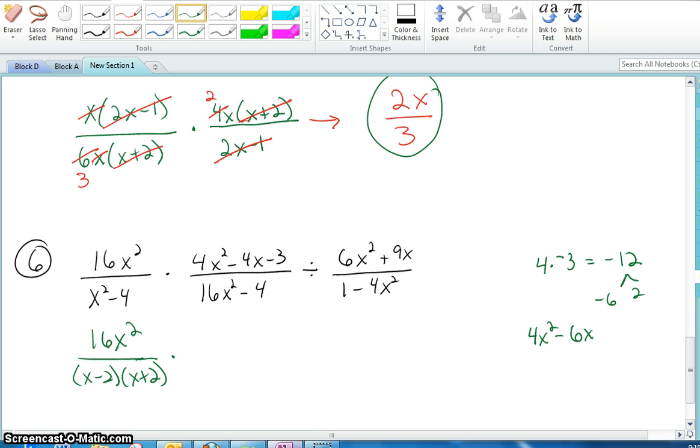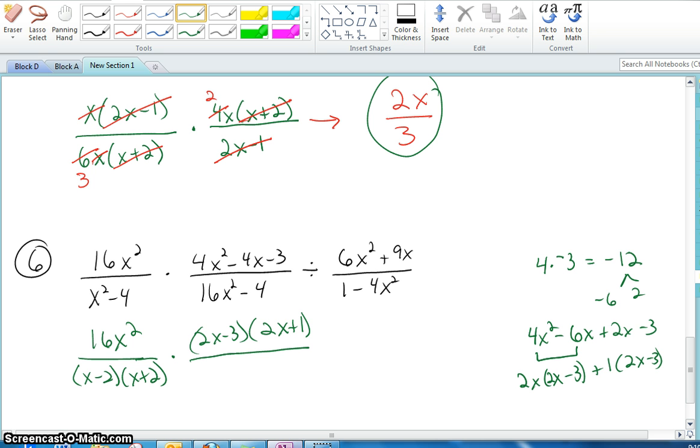4x squared minus 6x plus 2x minus 3, GCF. So my factors are 2x minus 3, 2x plus 1. The denominator, I have greatest common factor of 4. Factor that. And now I have a difference of perfect squares. 2x minus 1, 2x plus 1.